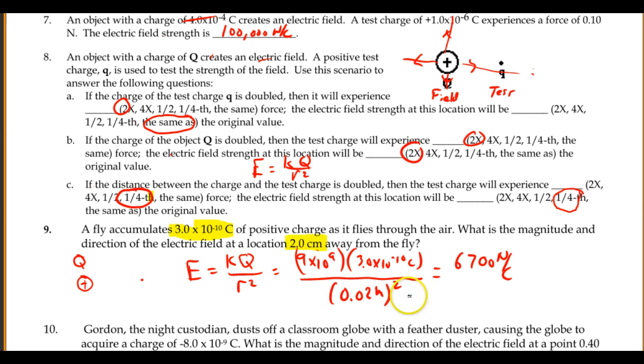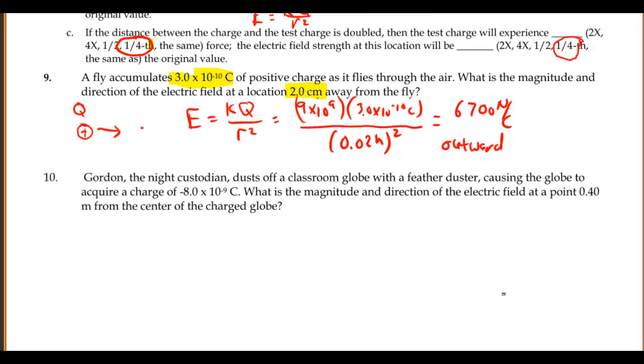And then in terms of direction, depending on how you draw it, in my case I drew it, it's going to be to the right. But you can say that because it is a positive charge creating the field, then it will always be outward, away from the center charge that creates the field.